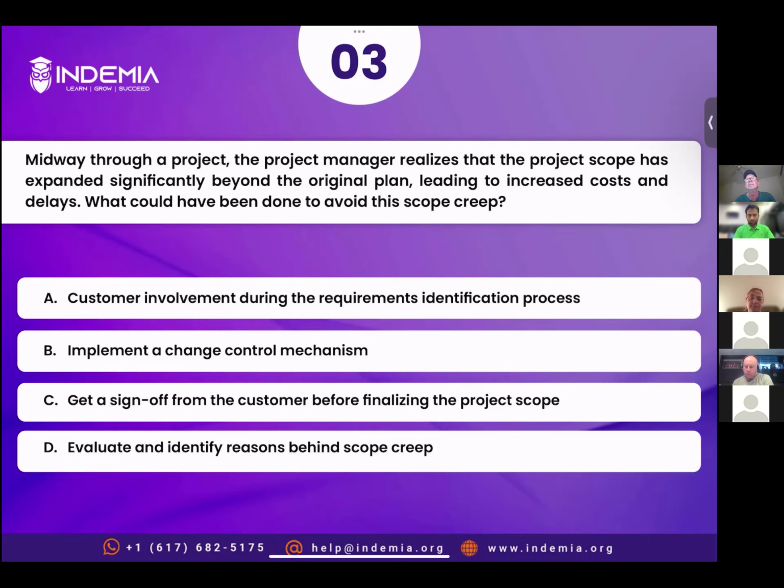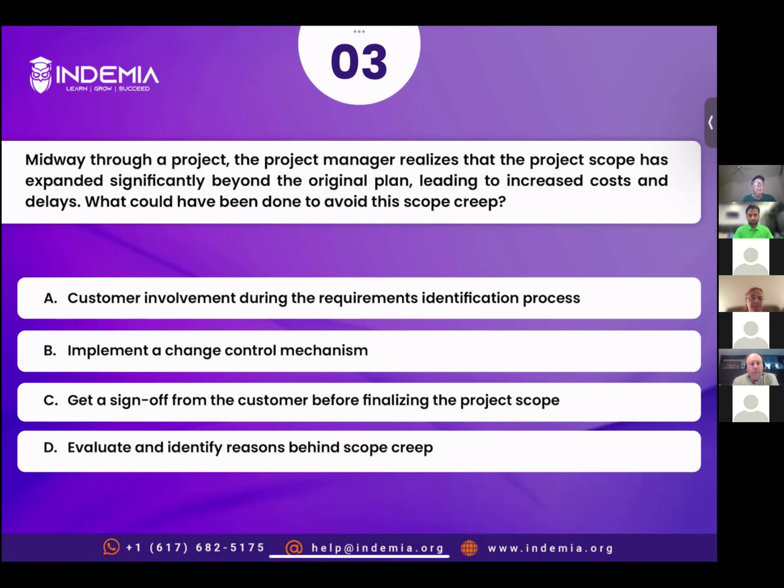All right, absolutely. So yes, point number one is even if you get a sign off from the customer on the scope, you can still have change requests, right? So C can't be the right answer.